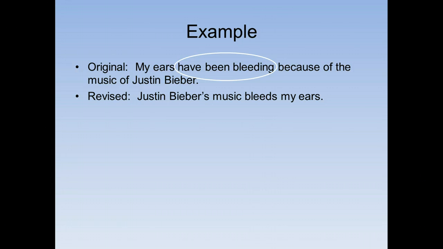Notice also that the format of the original sentence is object, my ears, compound verb, have been bleeding, and subject, music of Justin Bieber. But the format of the revised sentence is the more desirable subject, Justin Bieber's music, verb, bleeds, and the object, my ears.